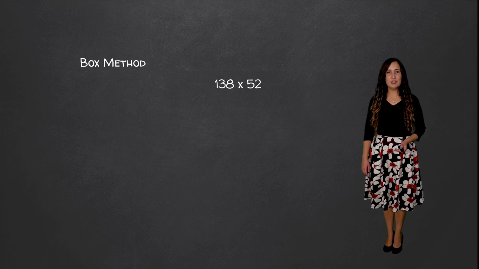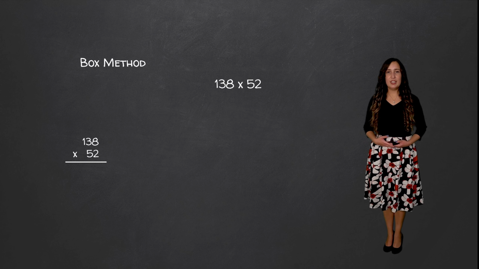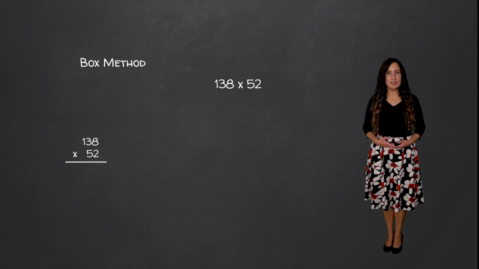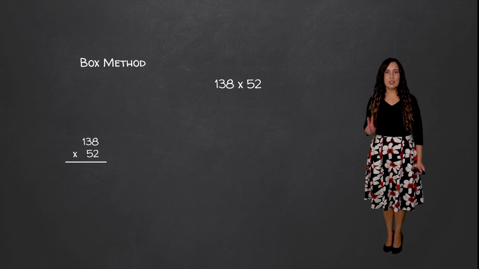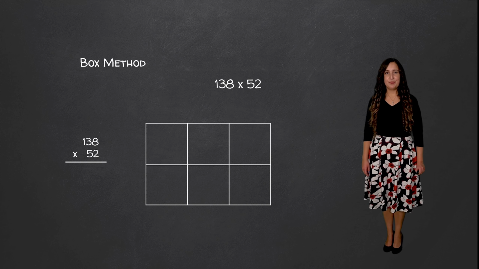So here we have 138 times 52. And again, the important thing here is to see how many digits we have. So 138 has 3 digits, and 52 has 2 digits. So our box is going to be 3 by 2.